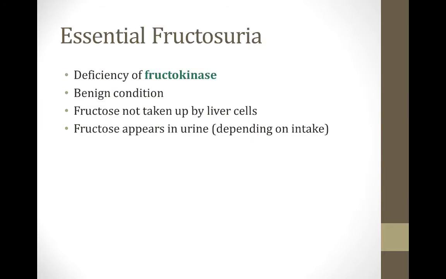There are two disorders of fructose metabolism that you should be aware of for step 1 of your boards, and the first disorder is called essential fructosuria, and this is a deficiency of the fructokinase enzyme.